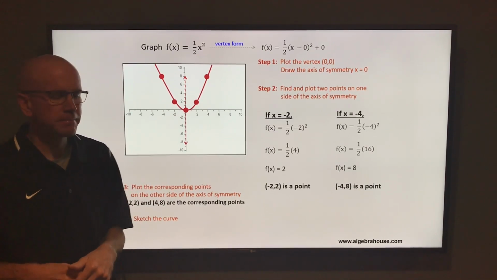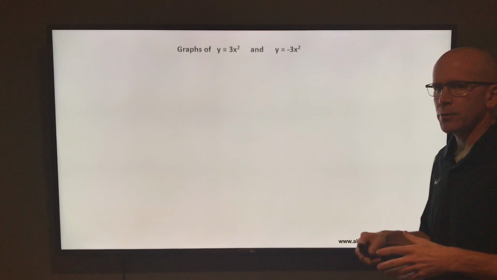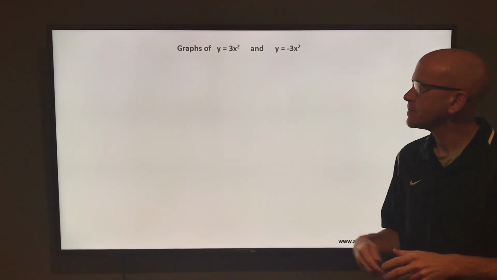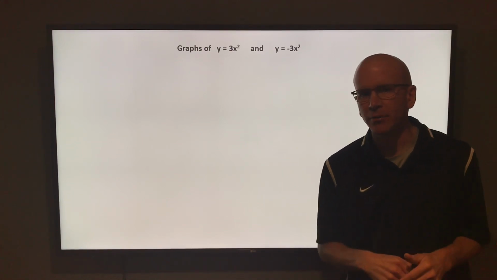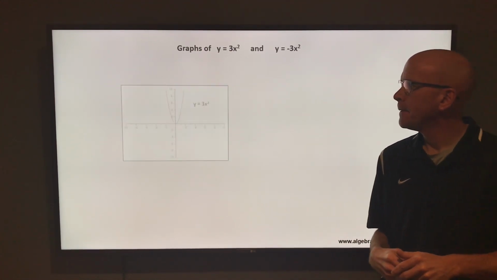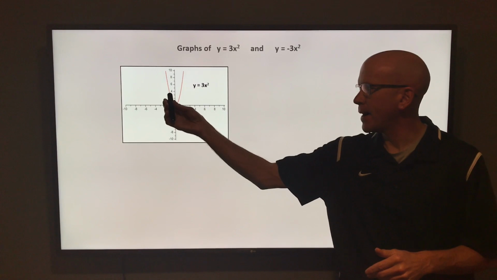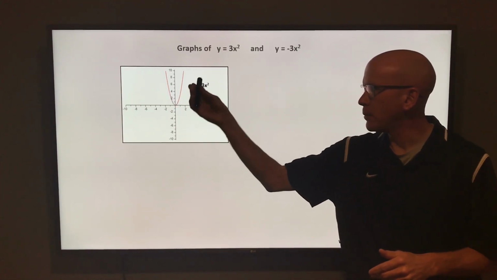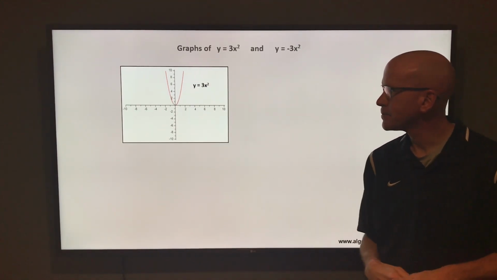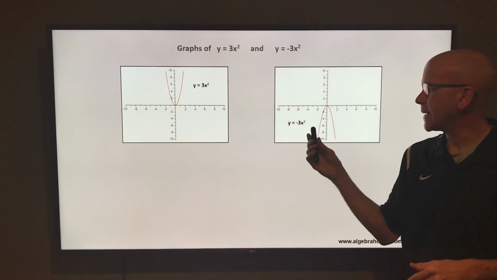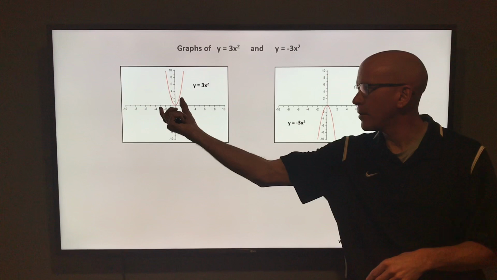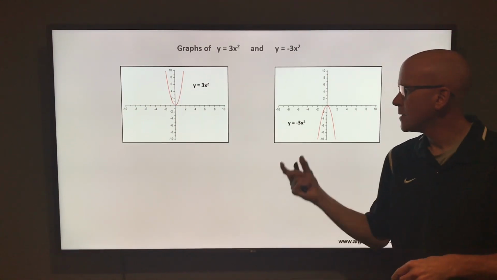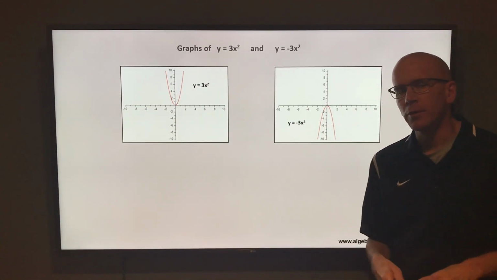We're going to look at the graphs of two quadratic equations, y equals 3x squared and y equals negative 3x squared, and we're going to identify the difference between those two. So y equals 3x squared, that would be the graph of that equation. It's a parabola. Vertex is at 0, 0. And y equals negative 3x squared, again, that's a parabola. This parabola, though, opens downward. So this parabola over here on the left opens upward. This parabola on the right opens downward.